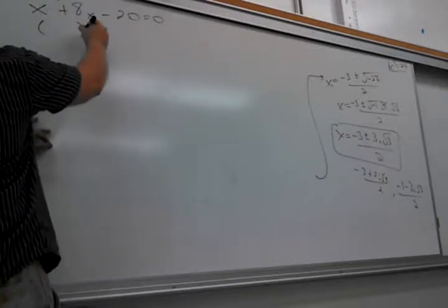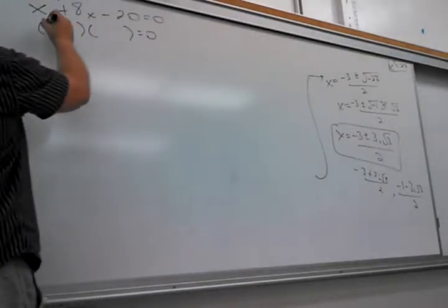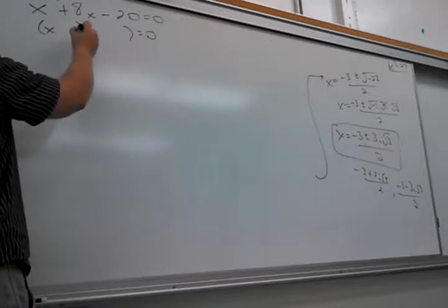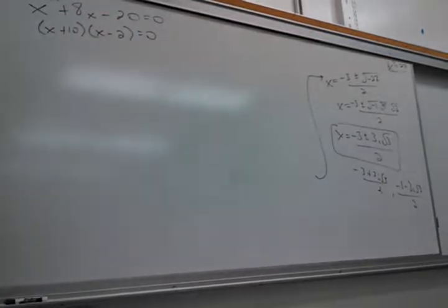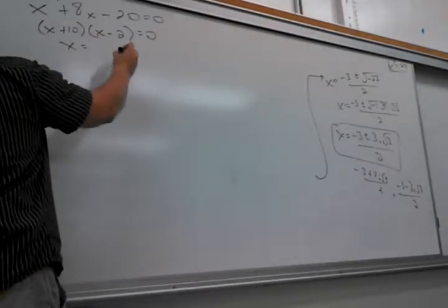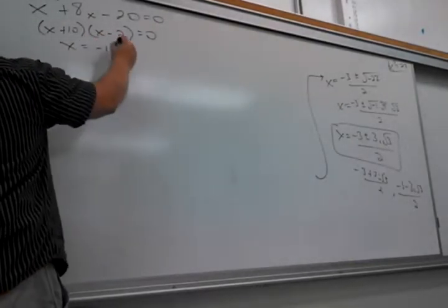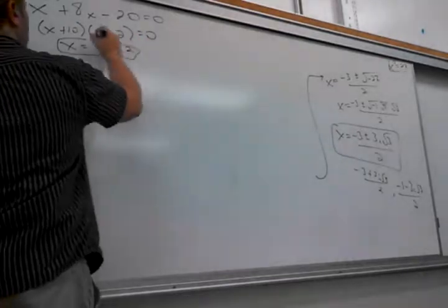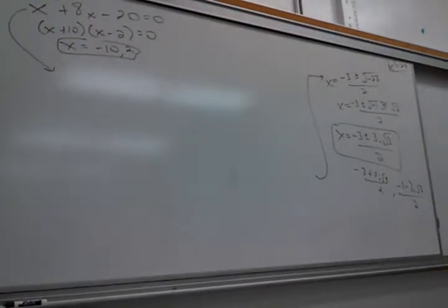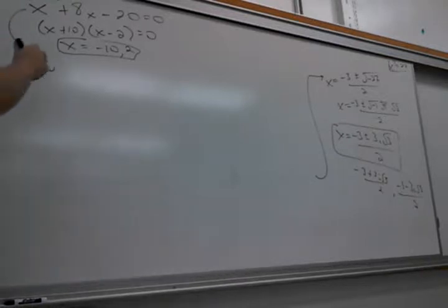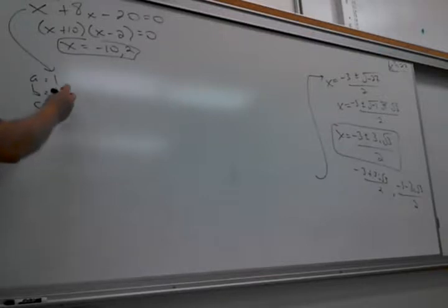This is factored, right? So how do you factor this? X plus 10, x minus 2. So then you should get x equals negative 10, x equals 2. Now, quadratic formula will still work. Quadratic formula always works. So let's see what it looks like for this. What's A, B, C? 1, 8, negative 20.